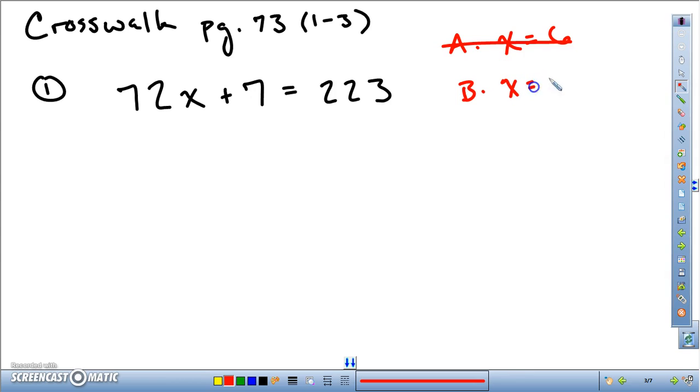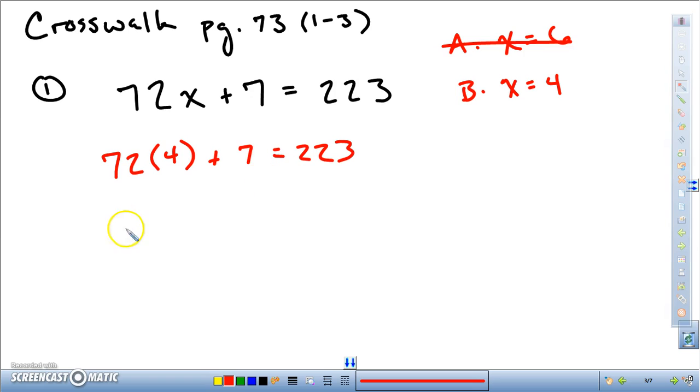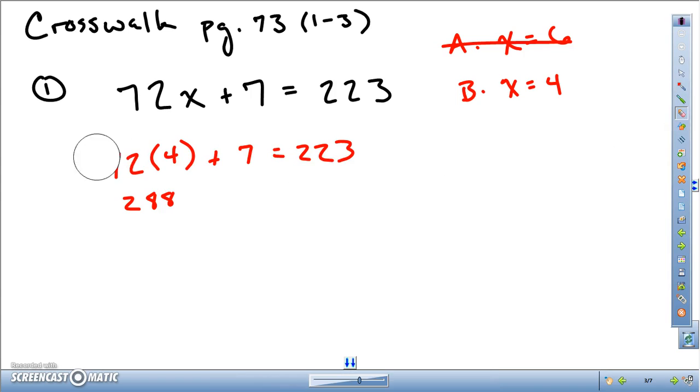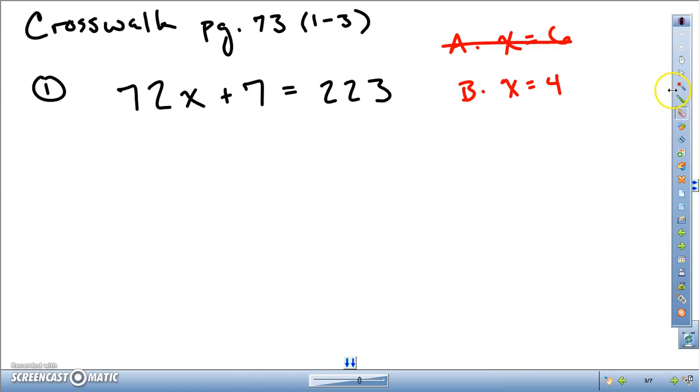X is equal to 4. Well, if x is 4, that's going to look like this. 72 times 4 plus 7 is equal to 223. And if this is the correct answer, I'll get a true statement. 72 times 4 is 288. And again, that's more than what I have over here, so I don't really have to go any further than that. I already know that these two sides are not going to be equal. So I'm going to stop right there. I know B is not my answer, and I'm going to move on to the next answer choice.